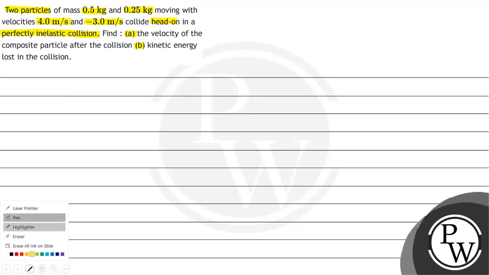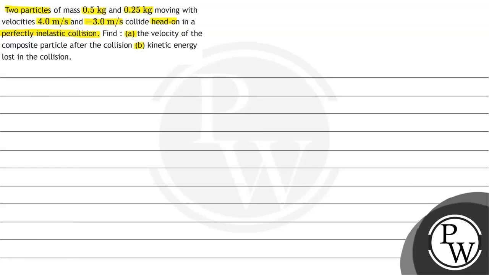So let us first understand the question. We have a particle, let's suppose particle 1, its mass is 0.5 kg and it is moving with velocity 4 meter per second in this direction. Let's suppose there is a particle 2 with mass 0.25 kg. It is moving with velocity minus 3 meter per second, which means that if we take positive direction here, it will be moving in this direction with 3 meter per second.